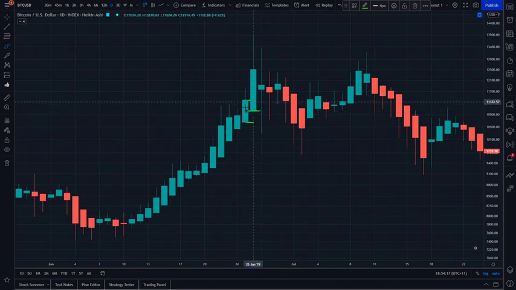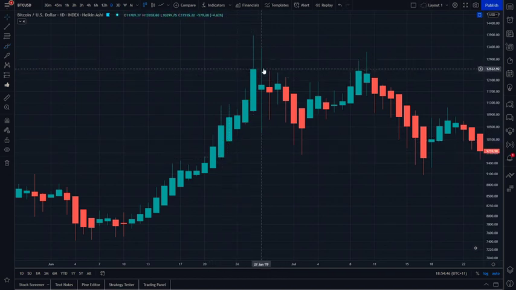So the candle opens are basically in the middle of the previous candle bodies, but the Heikin-Ashi candle closes, on the other hand, are calculated by taking the average between the open, the low, the close, and the high.